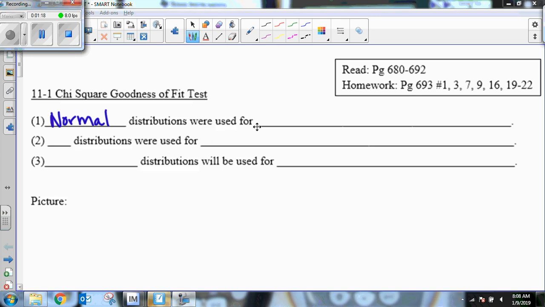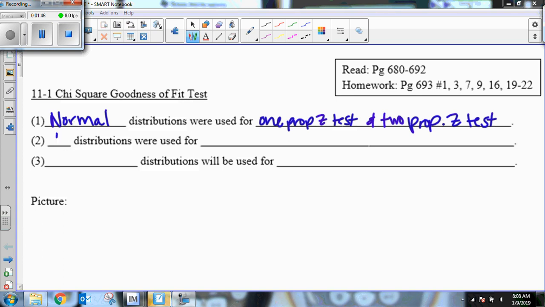Normal distributions were used for your first set of tests: One proportion z-test and a 2 proportion z-test. Those are the last 2 chapters that we did, whether you were just testing one claimed proportion or you were testing between 2 proportions, which one was greater than. But with both of those, with proportions, we use the normal distribution.